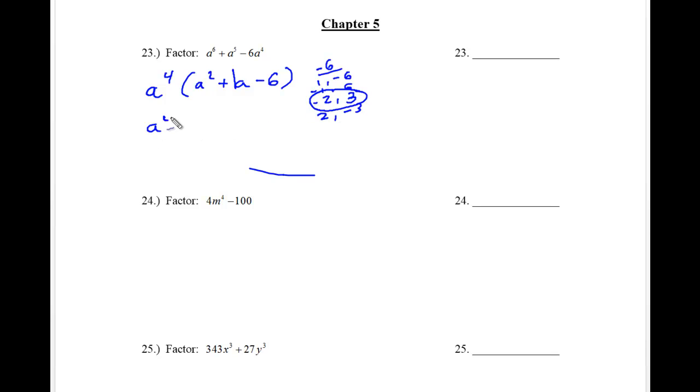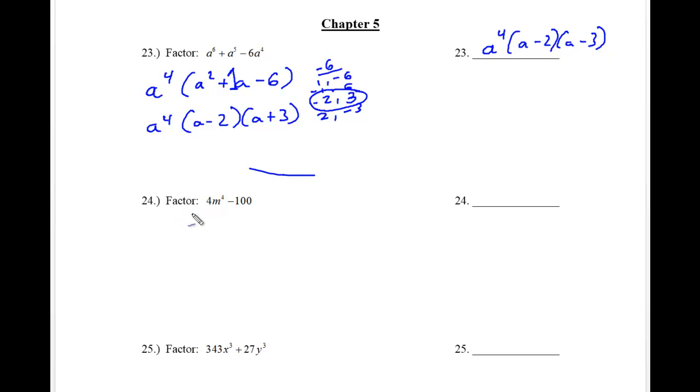So this is going to be a to the 4th times the quantity of a minus 2, and then a plus 3. Because if I FOILed this out, I would get a squared plus 3a minus 2a, which would give me the 1a. I know that looks a little weird. And then if I multiply the negative 2 and the 3, it gives me the negative 6. So the factored form is a to the 4th times the quantity of a minus 2 and a plus 3.